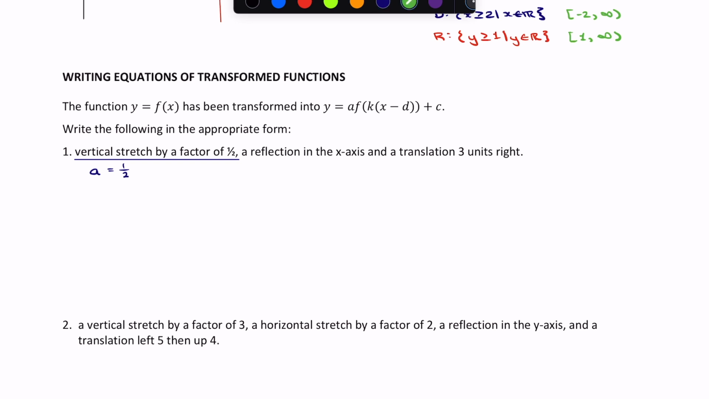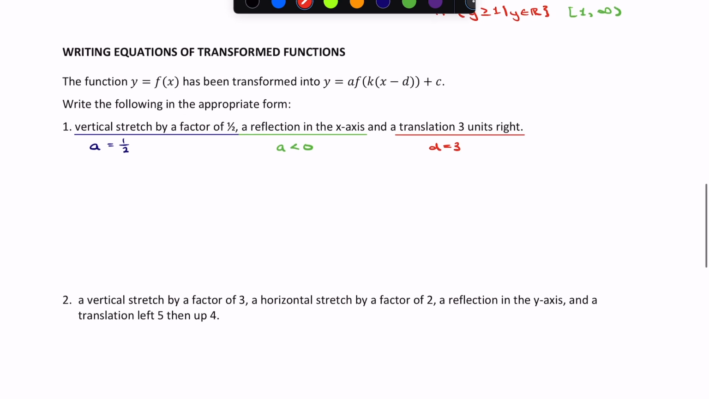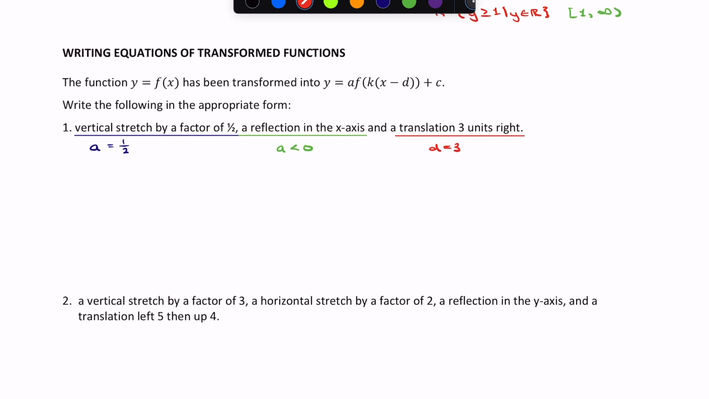Here, next thing we have a reflection in the x-axis, which means here that our a value will be less than 0 or would become negative, and then a translation 3 units to the right. So here, d is equal to 3. And so here for our transform function, we can write it as y is equal, sorry, a is negative 1 over 2 f of x minus 3. And in this situation, we're not given what our parent function f of x is, so we just write it in this general form.